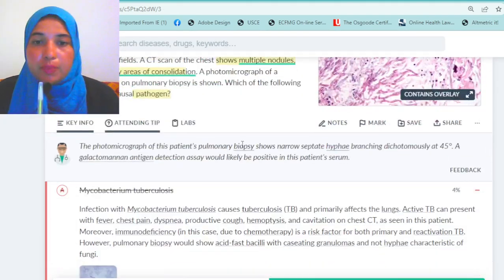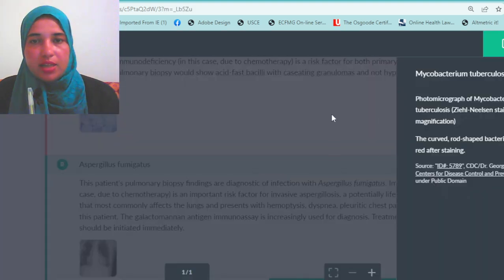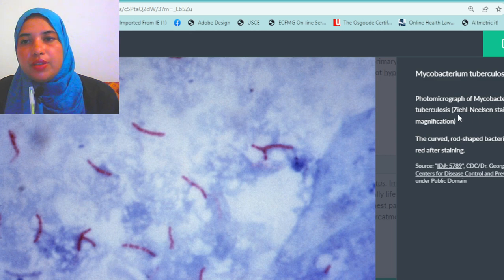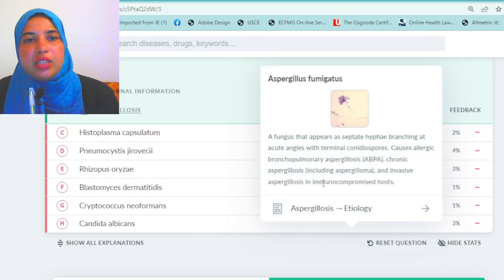So what are we going to see? Let's take this moment to refresh our mind on what that acid-fast bacilli looks like, and that caseating granuloma, here we go. If we had instead seen this instead of the hyphae, then we would select TB as our answer, okay? So here you can see it. You can see the name of the stain, what it is that you're supposed to be looking for if it was a case of TB.